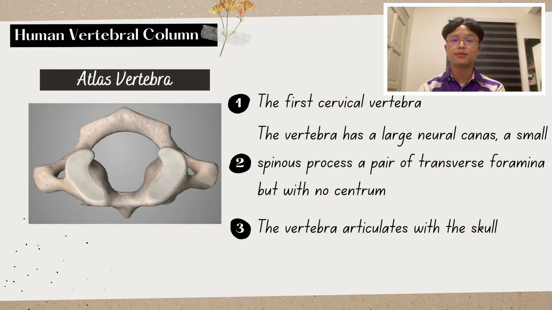Now I'm going to explain about the human vertebral column. We have 7 types of vertebrae. The first one is the atlas vertebra. The atlas vertebra is the first cervical vertebra. The vertebra has large neural canal, a small spinous process, a pair of transverse foramina but with no centrum. Then the vertebra articulates with the skull.